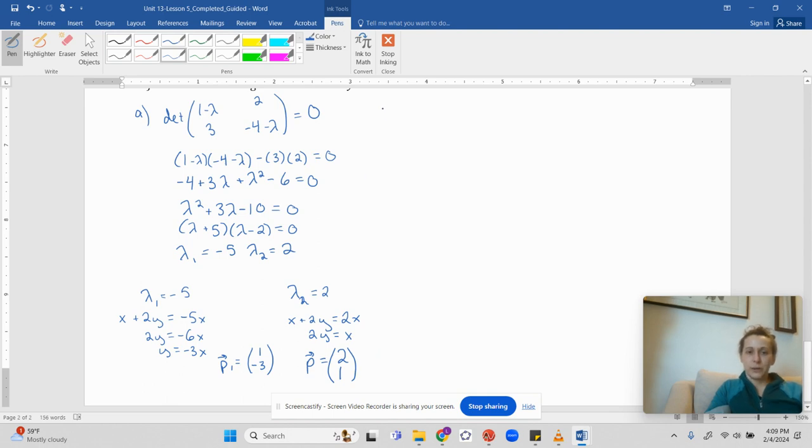All right, and so for part A, the general solution then is x is equal to a e to the negative 5t times the vector 1, negative 3, plus b e to the 2t times the vector 2, 1. And this is going back again to the formula on the previous page.